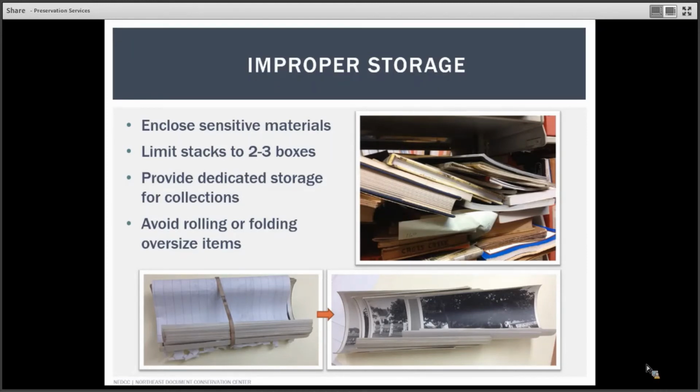And in fact, with the two bottom images, you can see a stack of photographs where someone probably didn't even mean to roll them, but because of the pressure being applied by the elastic band, it has caused some permanent curling of the photos. And also keep an eye out for boxes that are the wrong size. This can include boxes that are too small, which can again lead to curling or folding of materials. But it also applies to boxes that are too big, in which case items will shift around anytime you access them, leading to mechanical damage.